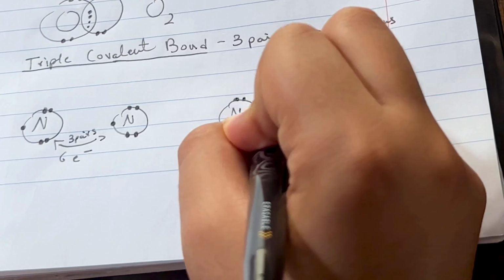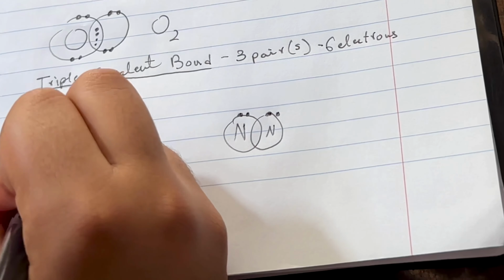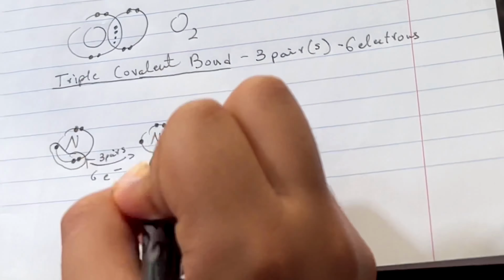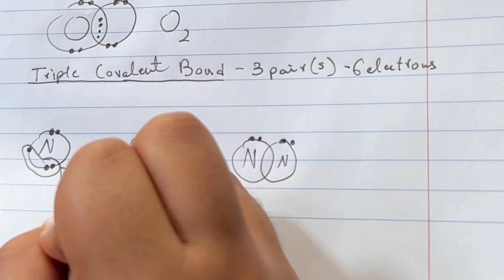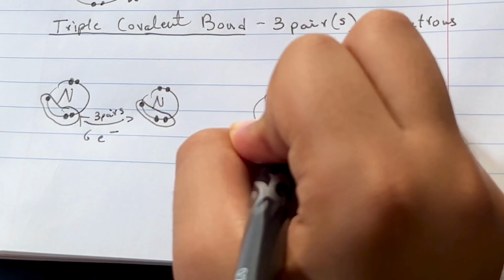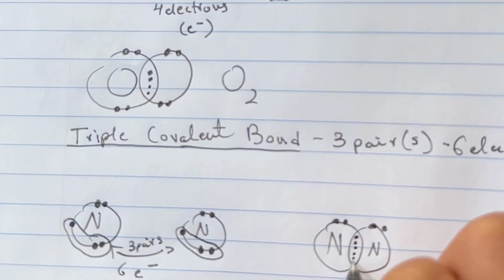So nitrogen, what happens is we have to share 3, so this 3 and this 3 can go in, so you get a total of 1, 2, 3, 4, 5, 6.